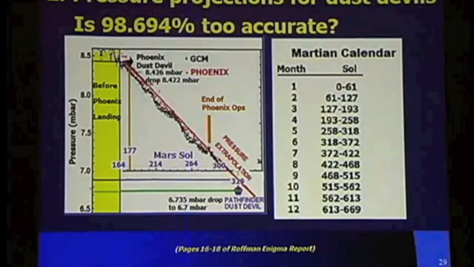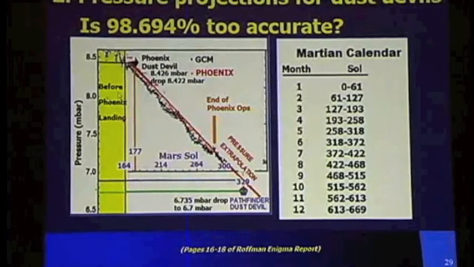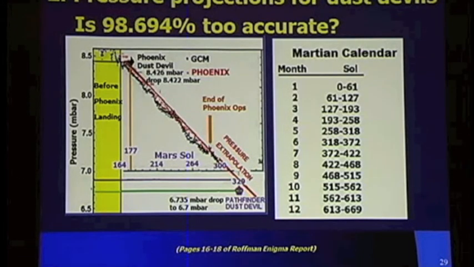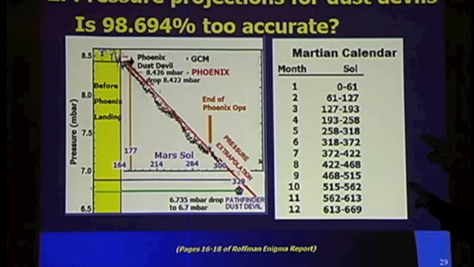Okay, what I'm going to do here is take data from the Phoenix lander. I'm going to take it to another part of the planet, another year, and a different elevation. I'm going to predict the pressure there to that precision. It's not very hard. Okay, the Phoenix landed at Sol 164. The black dots are the GCM data or the weather forecast.